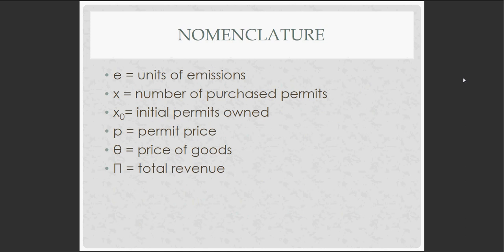Let's quickly review the variables that we'll be using to solve this problem. E represents the amount of emissions. X is the number of permits purchased. X sub O represents the initial permit quantities given to each company from the government at the beginning of the program. P is the price of permits once traded between the two companies. Theta is the price of the goods sold at market. And finally, pi is the revenue of each firm.